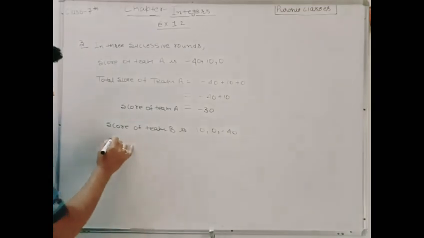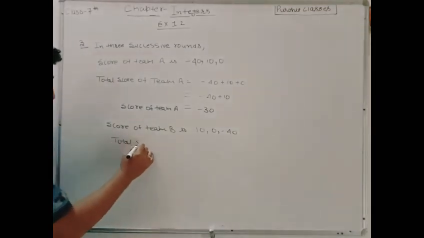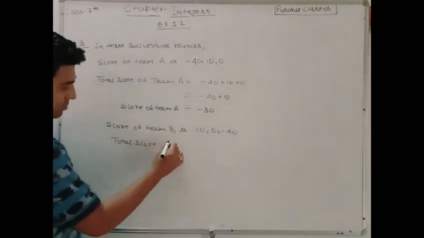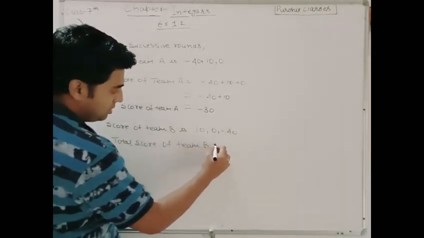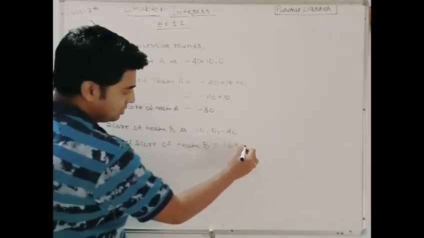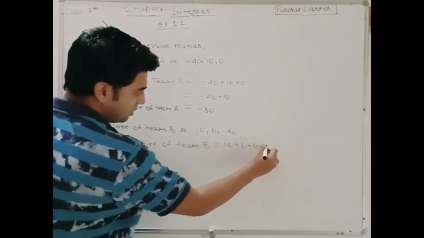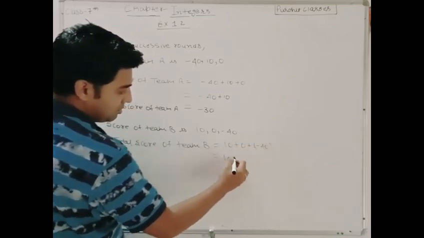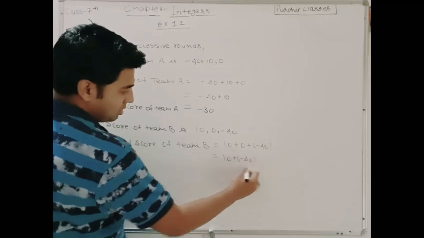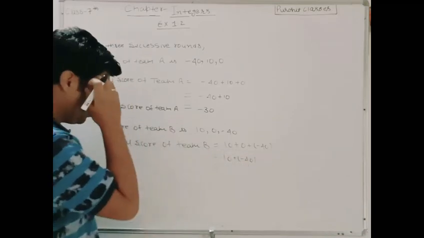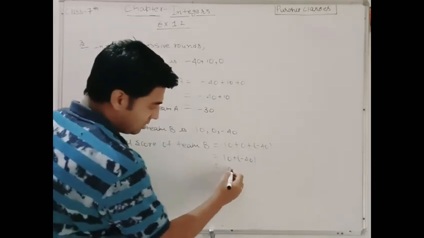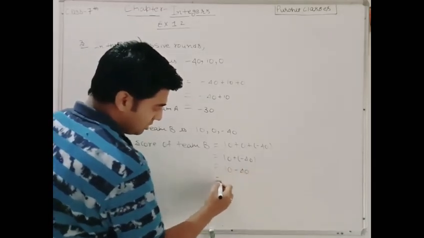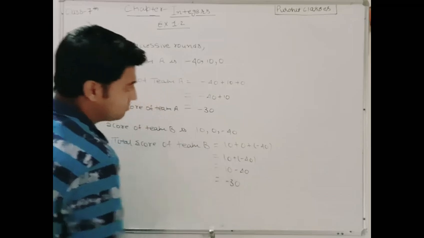So total score of team B is equal to 10 plus 0 plus minus 40. So this will be 10 plus minus 40. Again, two opposite sign, unlike, so it will become negative. 10 minus 40, so it is again minus 30.